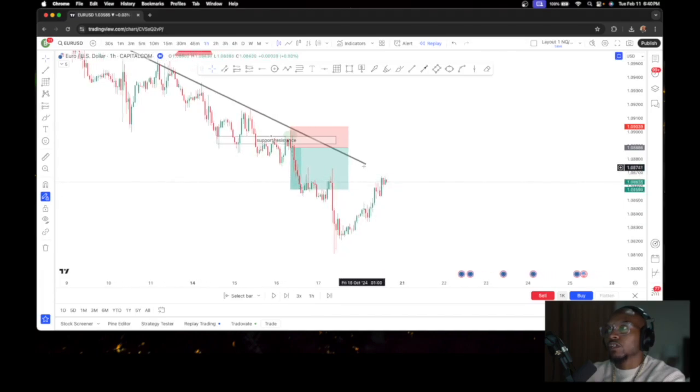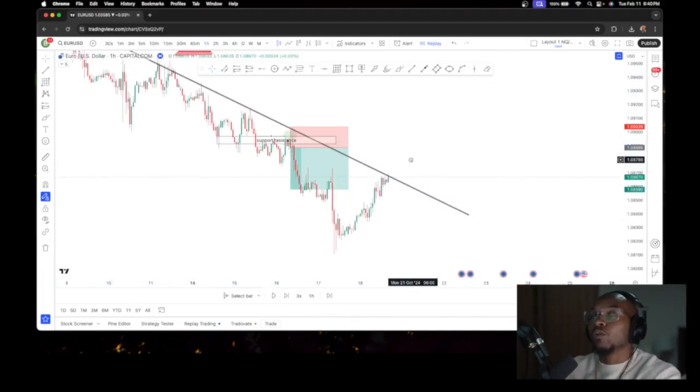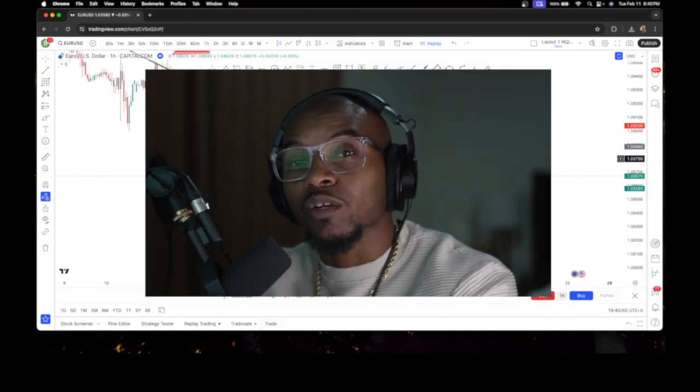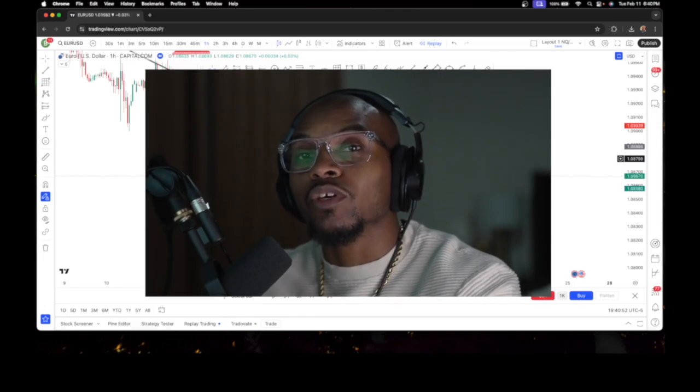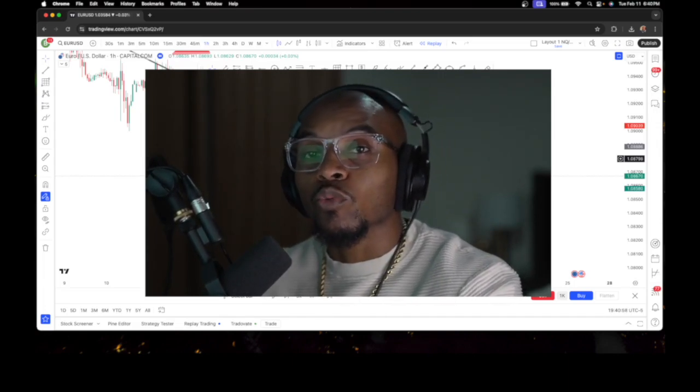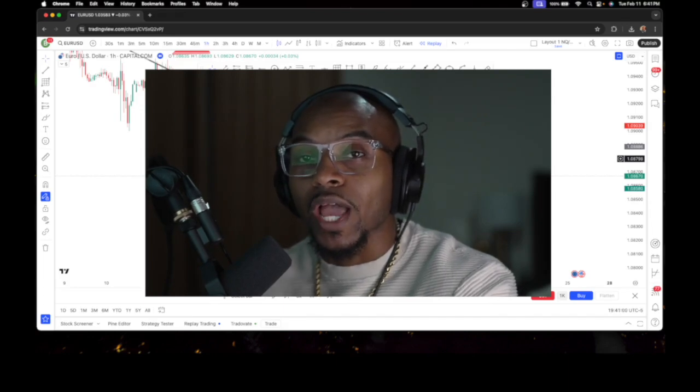So now we're getting close to our trend line once again. One of the biggest key factors that I want you guys to take away from when trading with trend lines is you want to follow the momentum. What do I mean by momentum? You want to follow strong price movements.